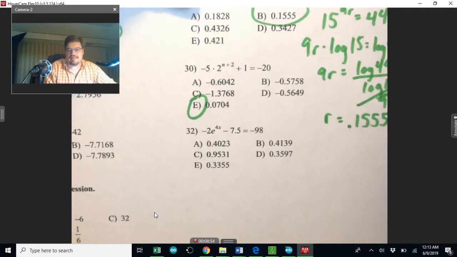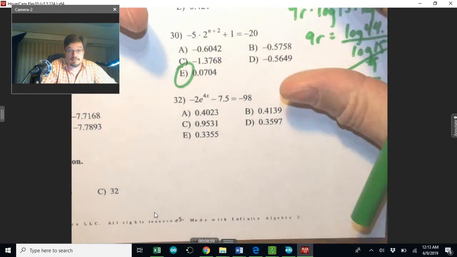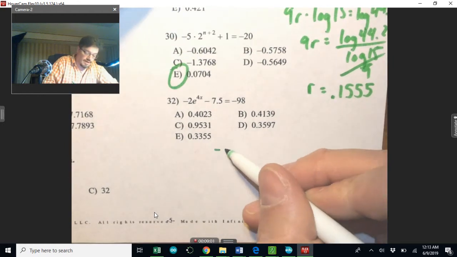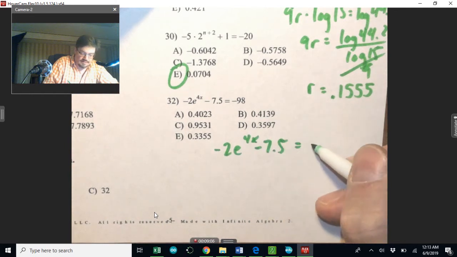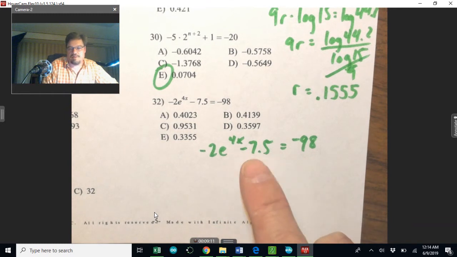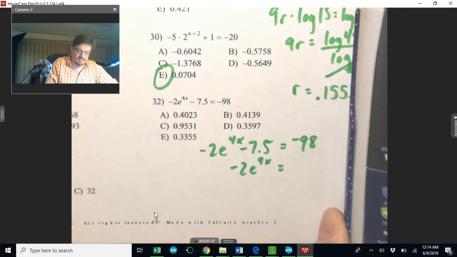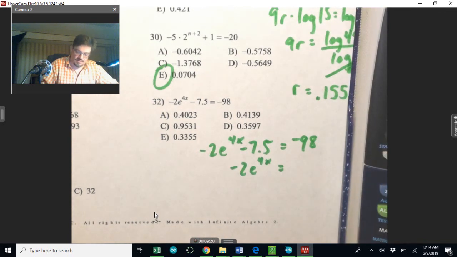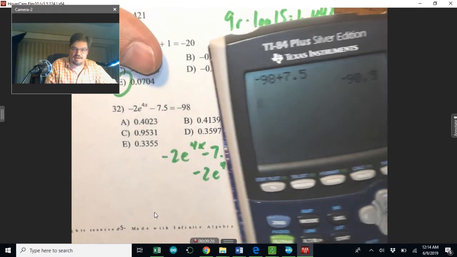Okay, and finally, this will be the last one for the evening. What I'll do is I will actually do this by hand. Alright, so negative 2e to the 4x. I'll kind of show you what it looks like in case the calculator isn't making too much sense. I'm going to add 7.5 to both sides. Okay, so I'm just going to be careful here. Negative 98 plus 7.5 is negative 90.5.